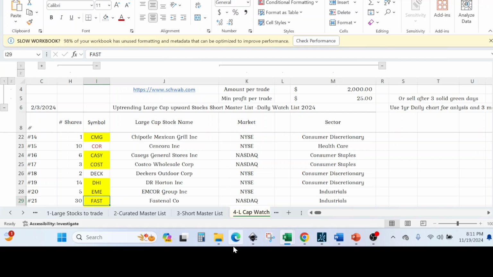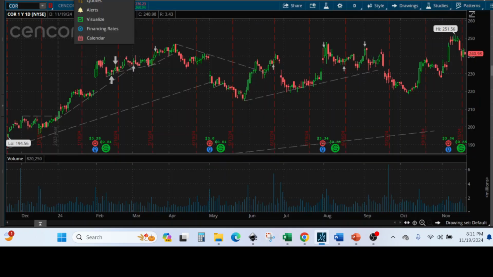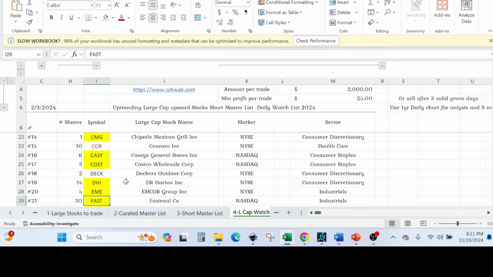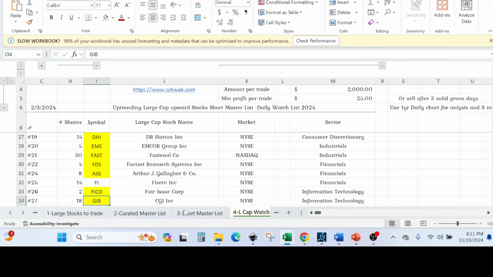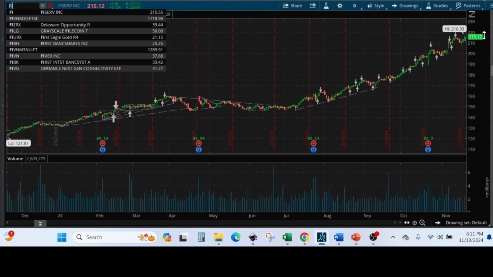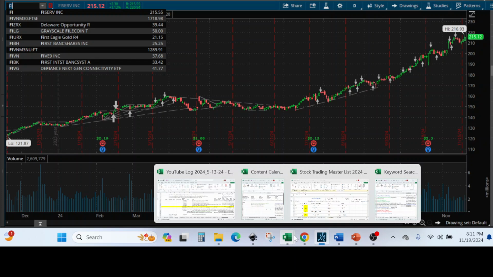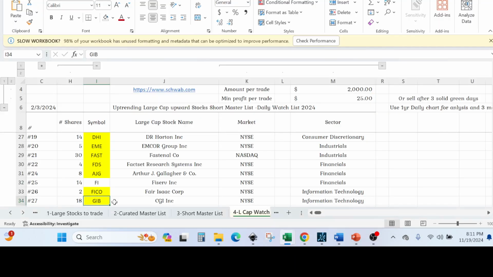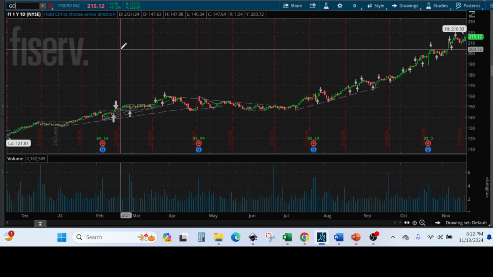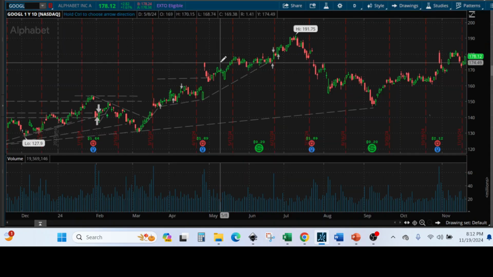So DECK. Okay, we have the first green bar, we have two green bars there. We will wait for that to pull back and start going up. Then you can buy it. So the next one is FI. We have 2 or 3 green bars there, so it's already past the first bar, so we will leave it alone.